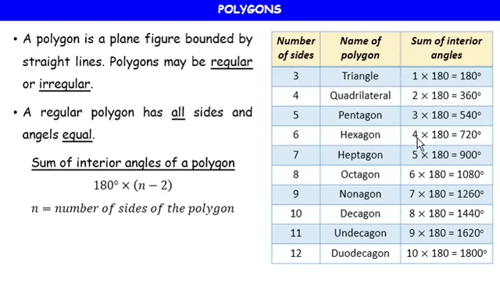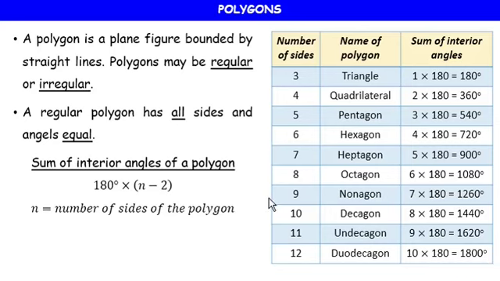Hexagon is 6. 6 minus 2 is 4. 4 times 180 gives us 720 degrees. Heptagon is 7. 7 minus 2 is 5. 5 times 180, 900 degrees. Octagon is 8. 8 minus 2 is 6. 6 times 180 is 1080 degrees. Nonagon is 9. 9 minus 2 is 7. 7 times 180 is 1260 degrees. Decagon is 10. 10 minus 2 is 8. 8 times 180 is 1440 degrees. Undecagon is 11. 11 minus 2 is 9. 9 times 180 is 1620 degrees. Duodecagon is 12. 12 minus 2 is 10. 10 times 180 is 1800 degrees.